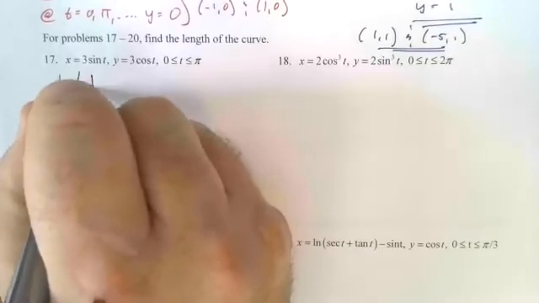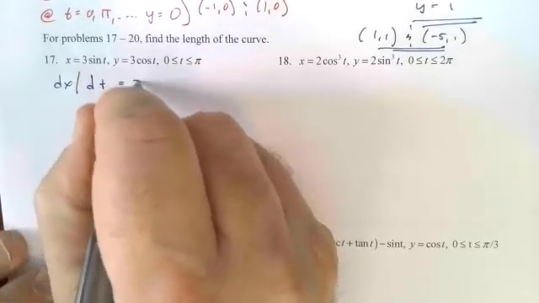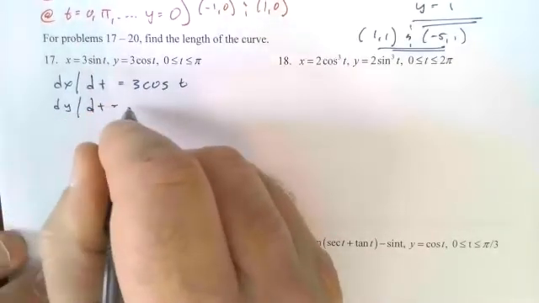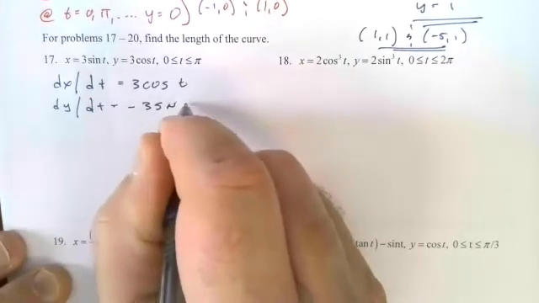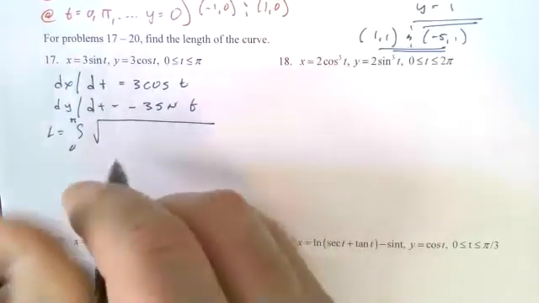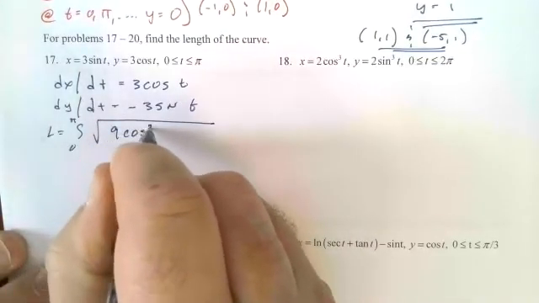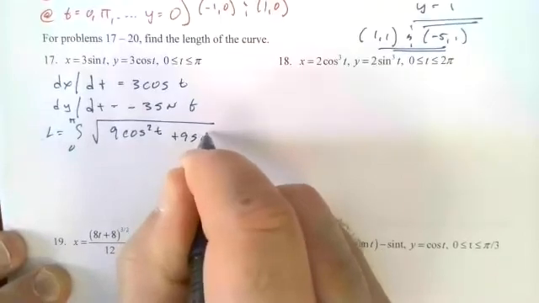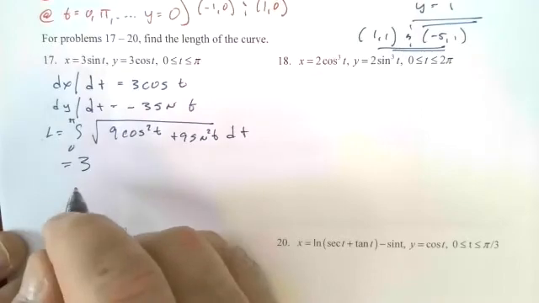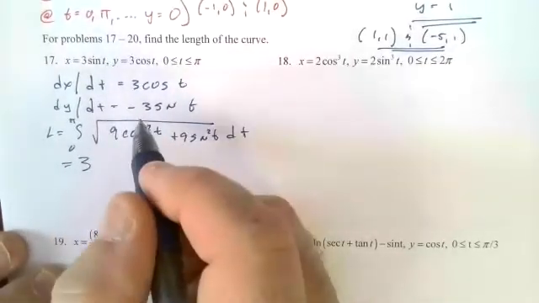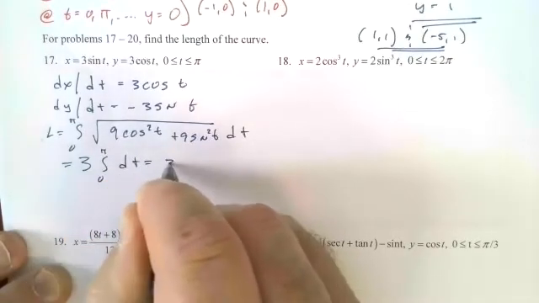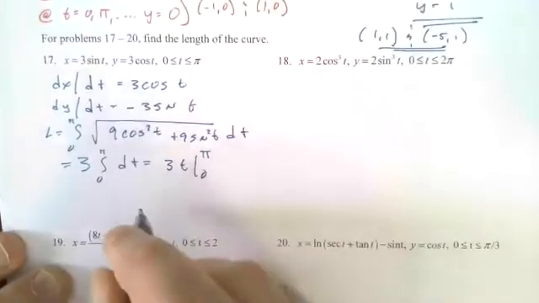dx/dt is 3 cosine of t. dy/dt is negative 3 sine of t. Length equals the integral from 0 to pi of the square root of 9 cosine squared t plus 9 sine squared t dt, which 9 factors out and becomes 3, leaving sine squared plus cosine squared, which is 1. The integral from 0 to pi of 3 dt is 3t from 0 to pi. We get 3 pi.